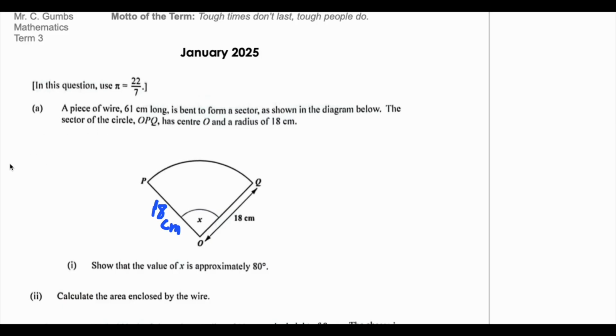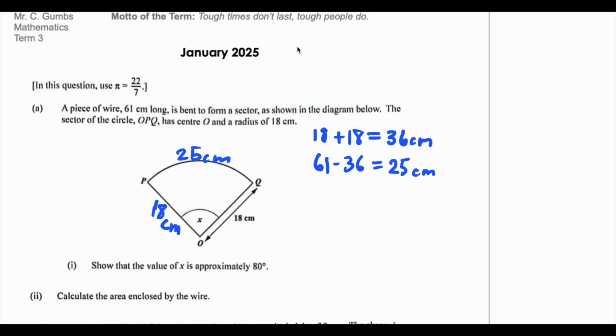So what that leaves me with is, if this is 18 centimeters and this is 18 centimeters and my perimeter is 61, I can say 18 plus 18 is equal to 36. Now if I say 61 take away 36, that would give me my answer for the length of this side here. So 61 take away 36 is 25 centimeters.